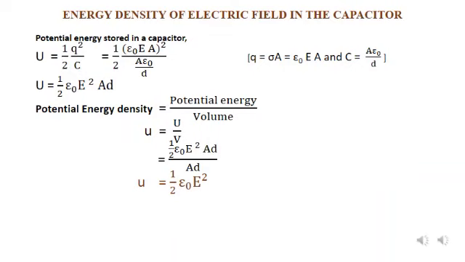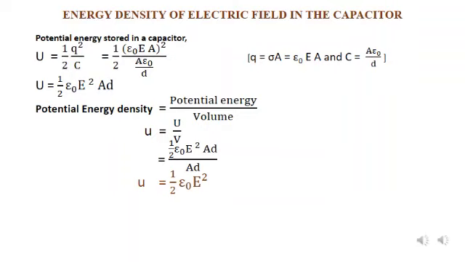Energy density of electric field in the capacitor. We know the total potential energy stored in a capacitor is U equals half q square by C. But q equals sigma A, and sigma equals epsilon 0 into E. That is, q equals epsilon 0 E into A.